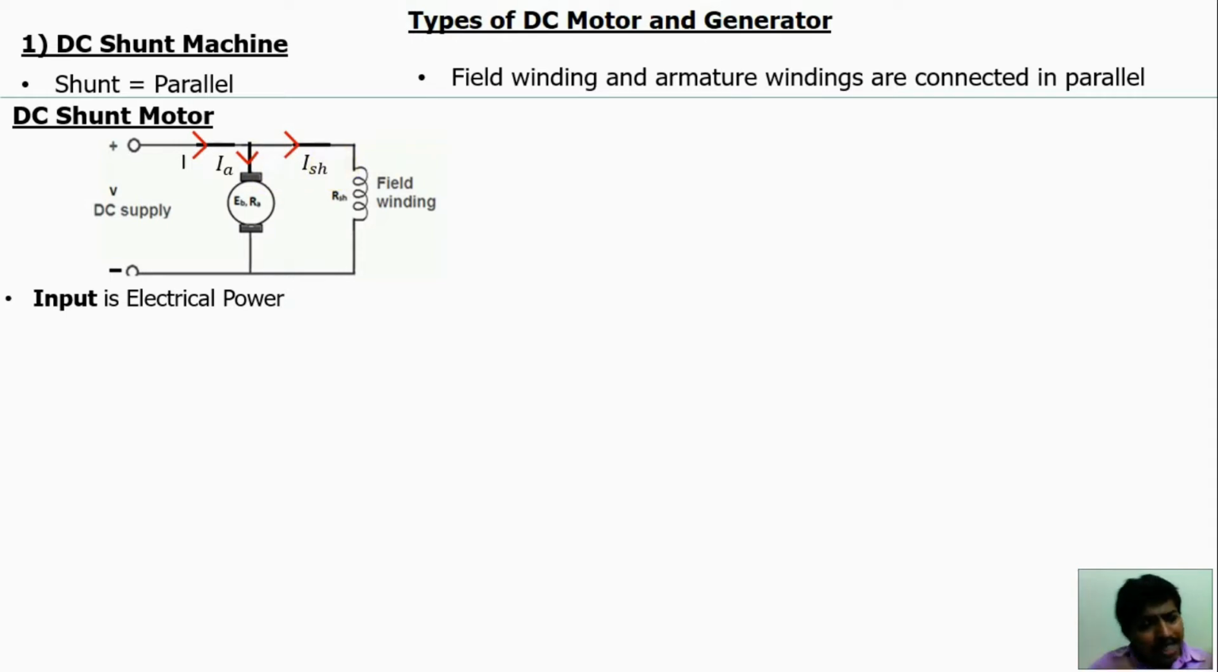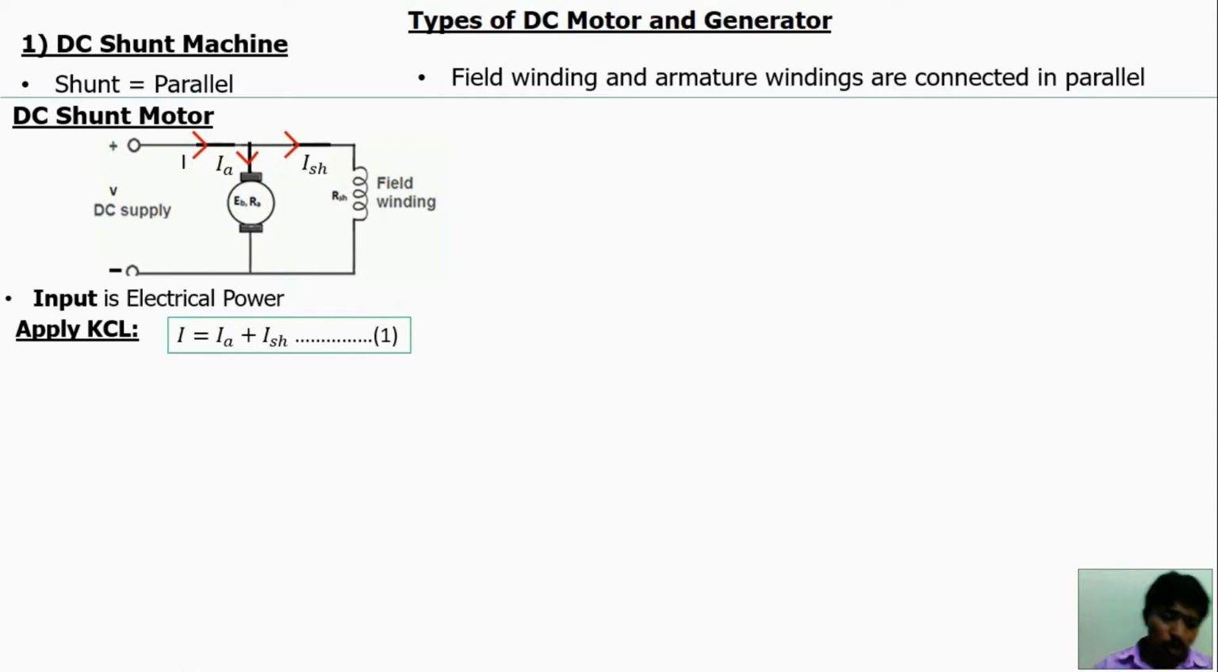Now just apply the current law and voltage law, and we can get the equations. From these equations we can find some parameters. First apply Kirchhoff's current law. Based on Kirchhoff's current law, sum of incoming current is equal to sum of outgoing current. Here the incoming current is I, the outgoing currents are Ia and Ish. So I = Ia + Ish. This is equation 1.